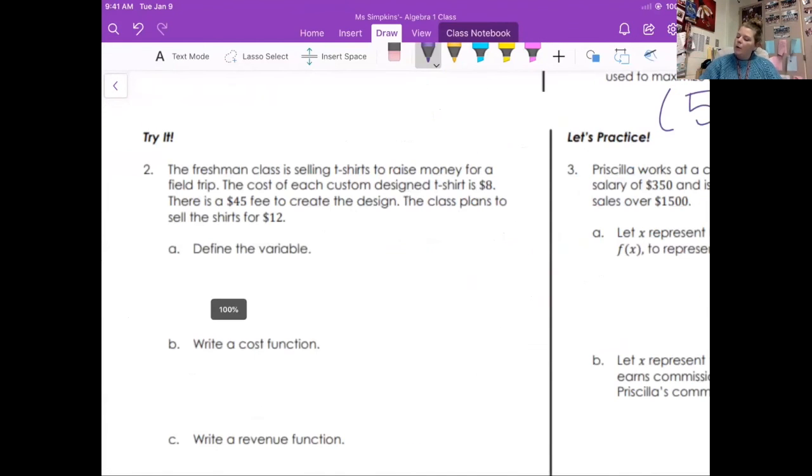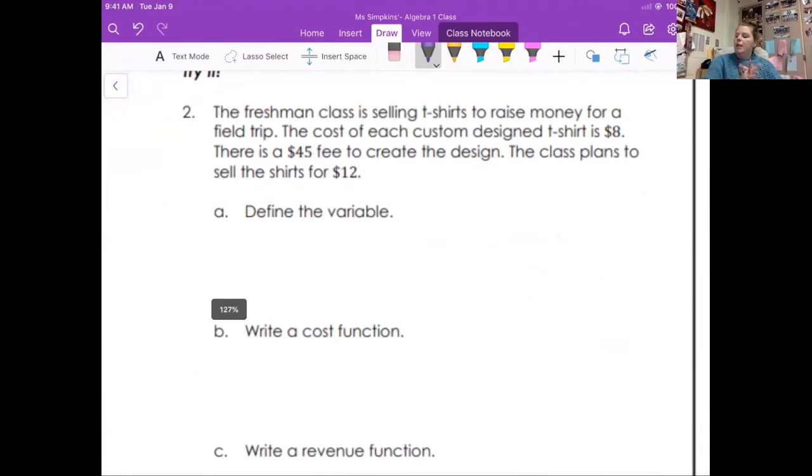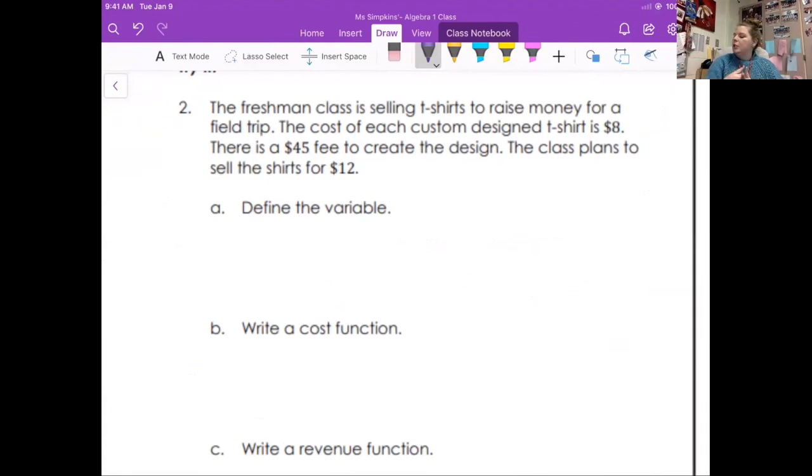Okay, let's look at one more question and then we will be done. Okay, last question. The freshman class is selling t-shirts to raise money for a field trip. The cost of each custom designed t-shirt is $8. There is a $45 fee to create the design. The class plans to sell the shirts for $12.